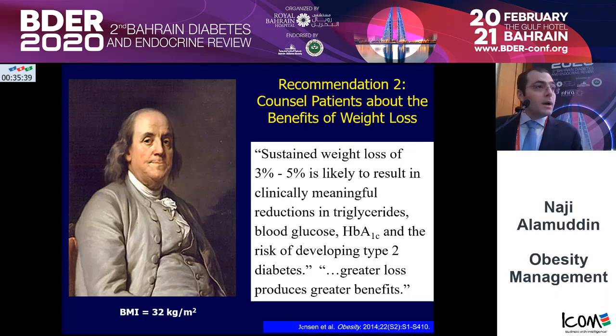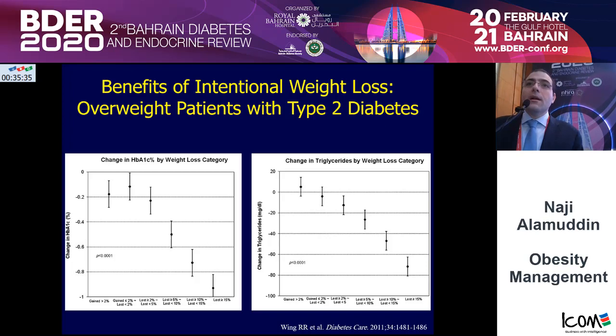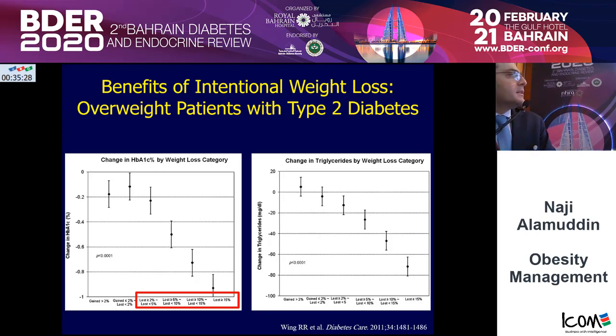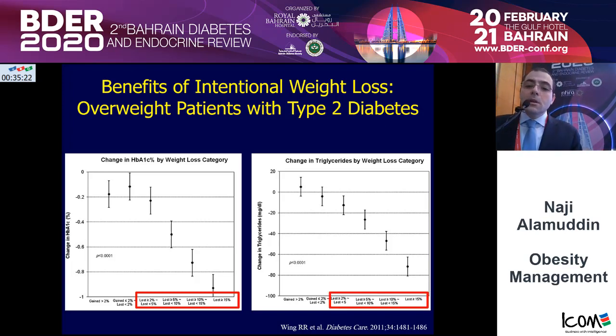Now, the more you lose weight, the greater the benefits. This data comes from lots of trials. This is from the Look AHEAD trial, which shows how even modest weight losses of 3 to 5% can lower your A1C. The more you lose, the greater the effect on the A1C. You see similar effects with triglycerides.